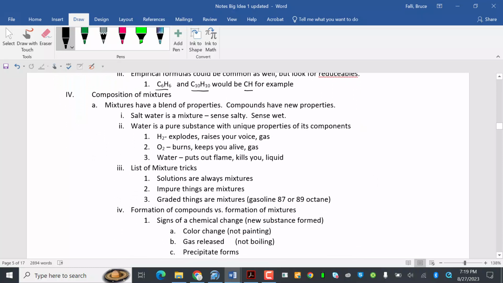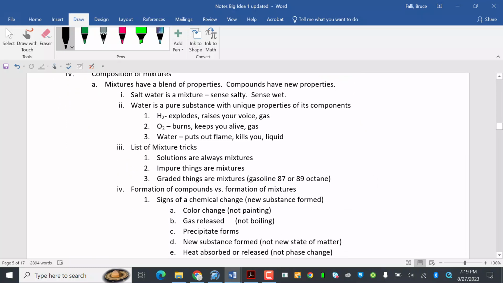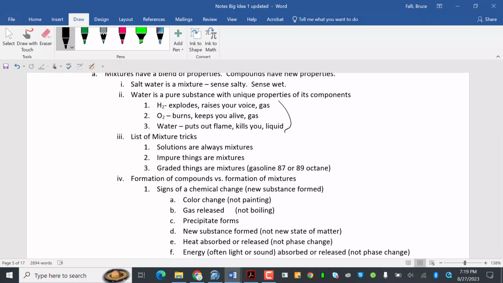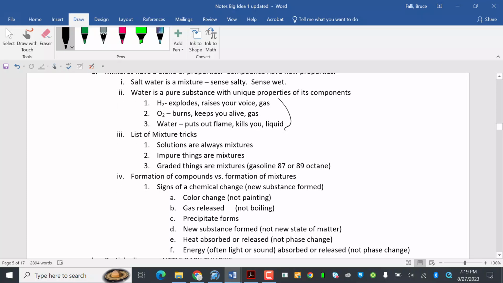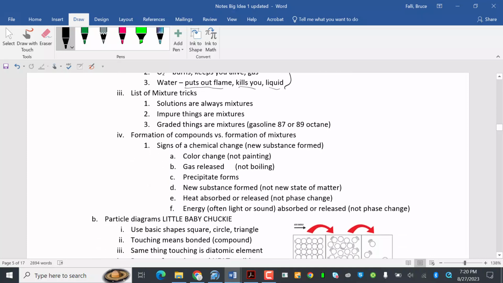Okay, so compounds have new properties. You should know that. Salt waters, get the idea. Water is a pure substance with unique properties from its components. Same deal. Hydrogen explodes, breathe it in, and it changes your voice. Oxygen burns, keeps you alive. Gas. Water puts out flames, kills you if you breathe it in, and it's a liquid. All right, list of mixture tricks. If it says the word solution, it's always a mixture. Impure things are mixtures. Graded things are mixtures, not like assignments, but there's an 87 grade of gasoline or an 89 grade of octane.